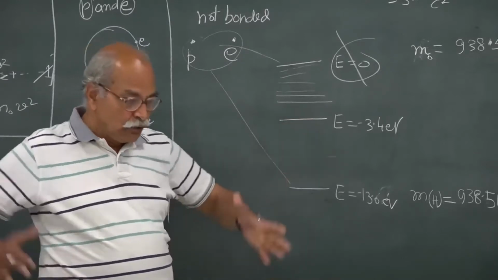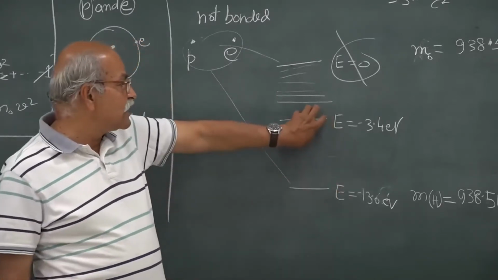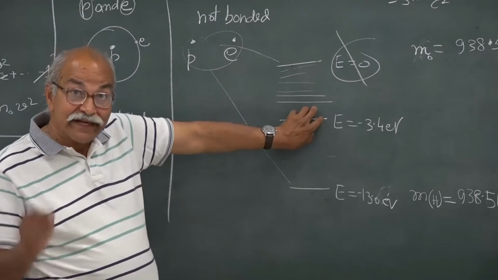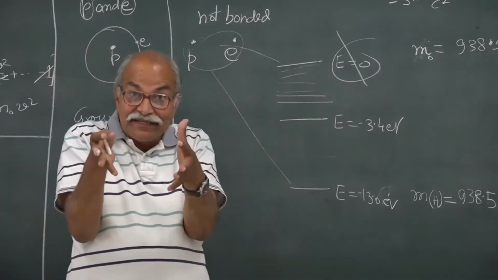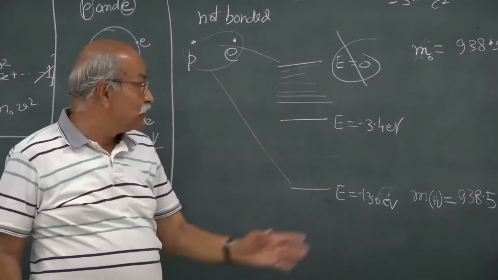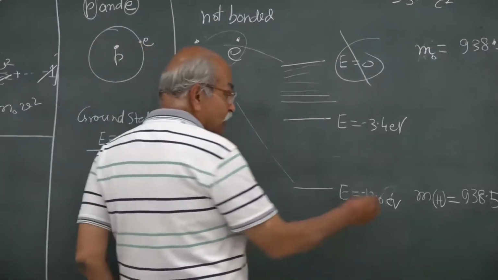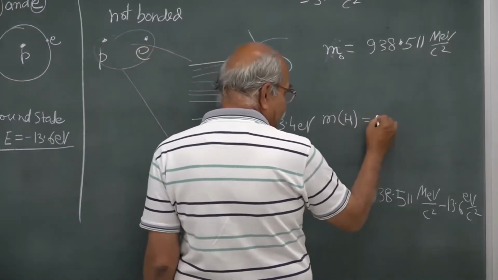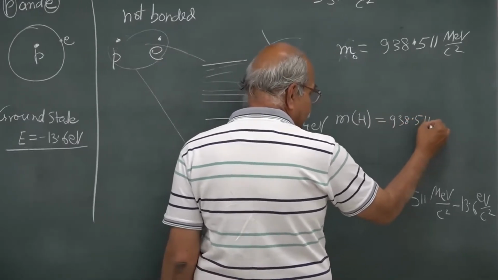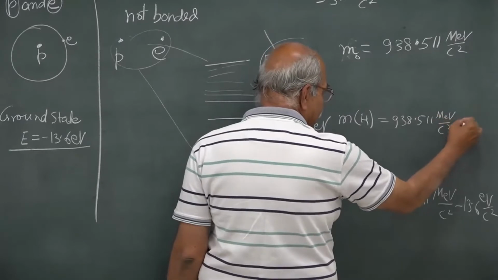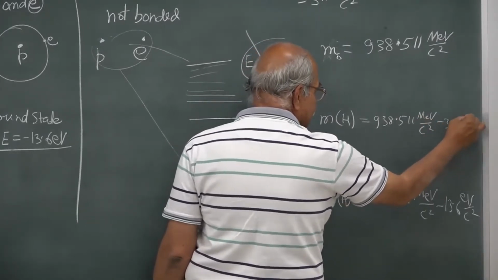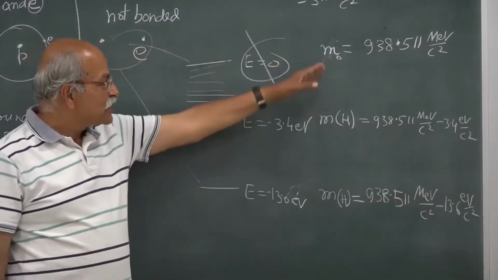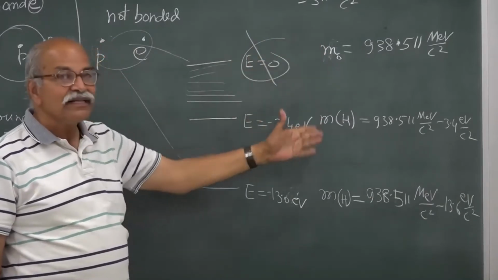First excited state: you give some energy and the hydrogen atom reaches this energy level, the first excited state. It is still at rest; the atom as such is not moving. So it is rest mass only, but then this rest mass in the first excited state will be 938.511 MeV by c square, minus 3.4 eV by c square. From here it is 3.4 eV less. So the rest mass is different here, here, and here.